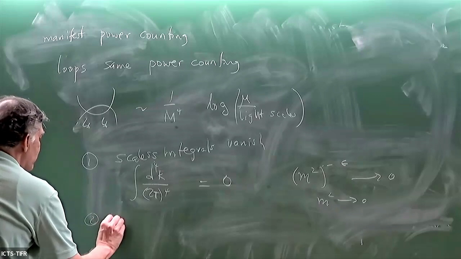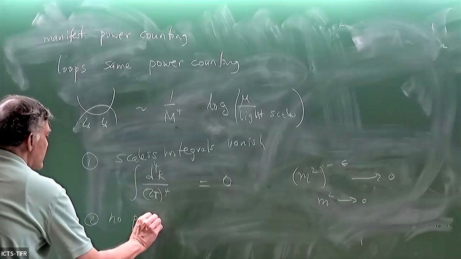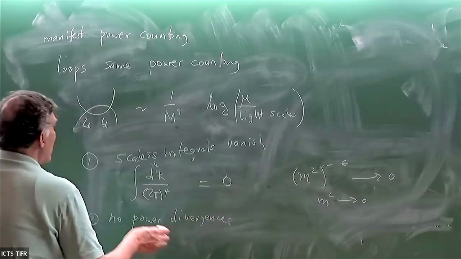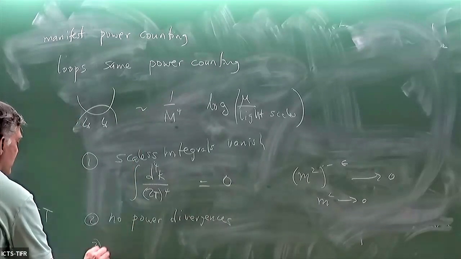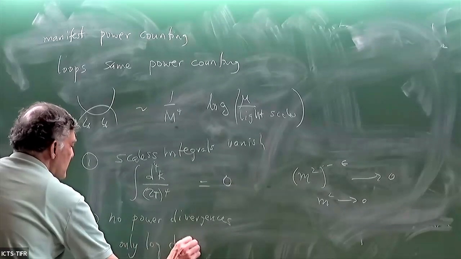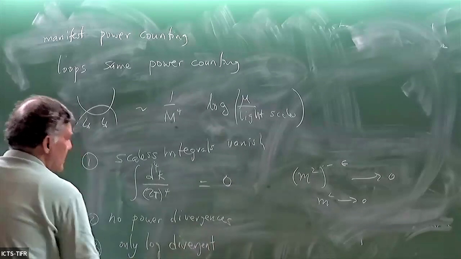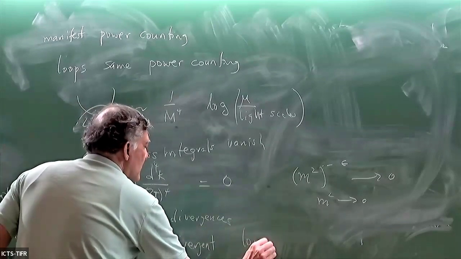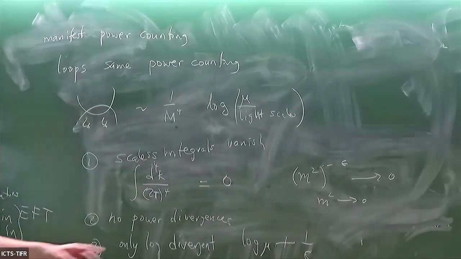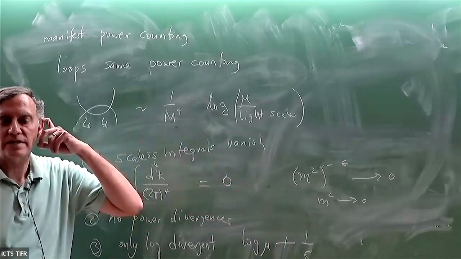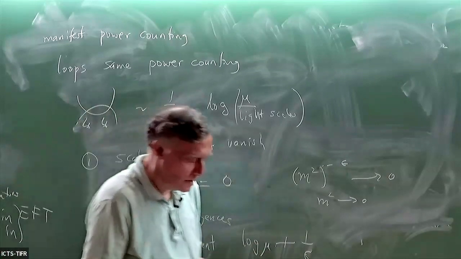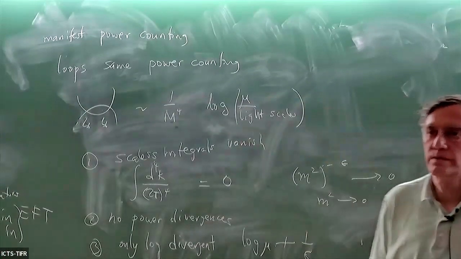Second, there are no power divergences. So you cannot ever get m to any positive power. You only have log divergent integrals. So you can get logs of mu. And the logs of mu are related to 1 over epsilons in doing the diagram, and the 1 over epsilons are related to counterterms in anomalous dimensions. So that's why you can sum the log mu's with the renormalization group.